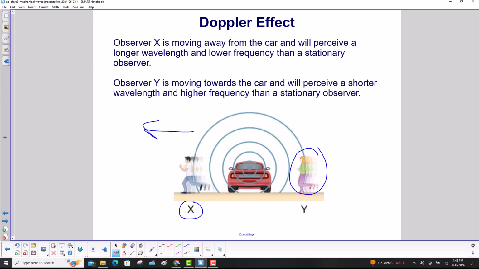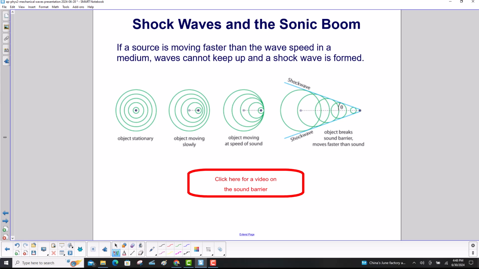If a source is moving faster than the wave speed in a medium, like a jet going through the air, the waves cannot keep up and a shock wave is formed. So here we have a stationary object, those are its sound waves. The object is moving slowly, right? The wavelength decreases. But if it starts moving at the speed of sound, the waves can't keep up and you get a shock wave, which is an extremely loud sound. And that's when an object moves faster than the sound barrier.